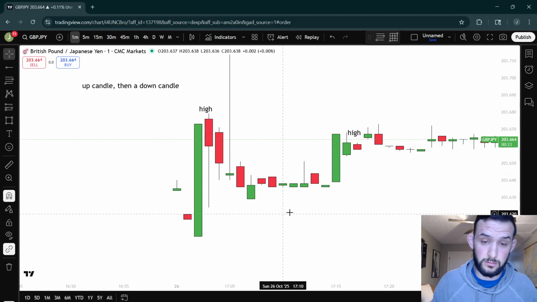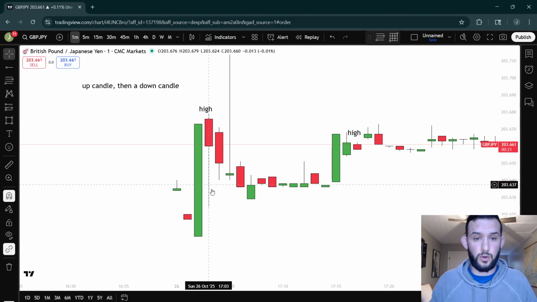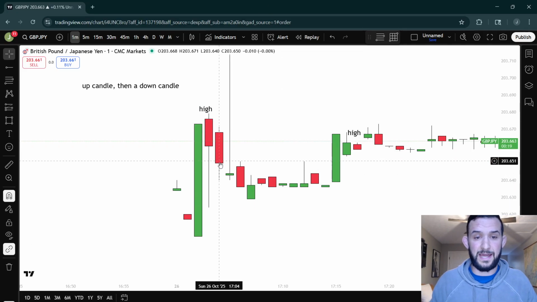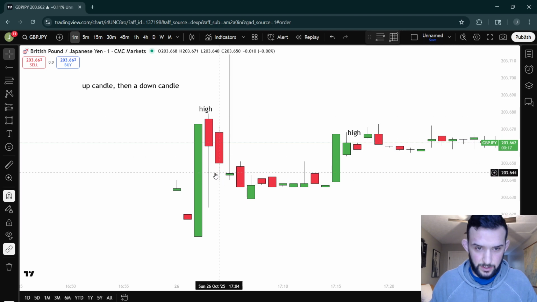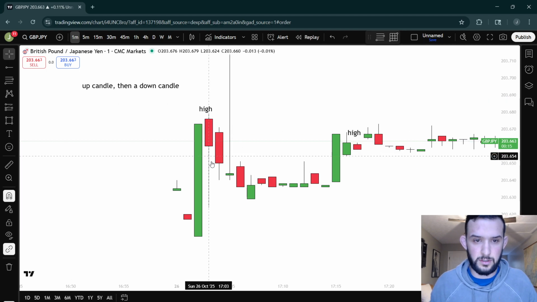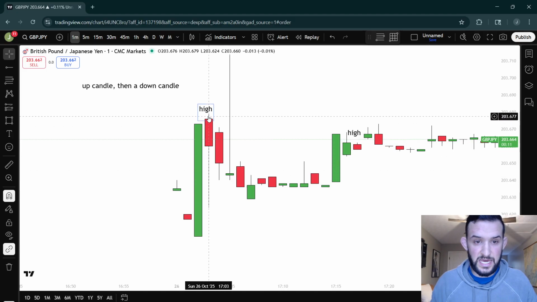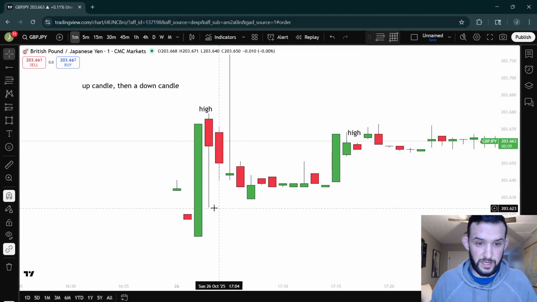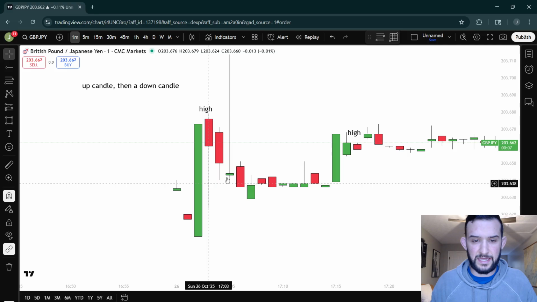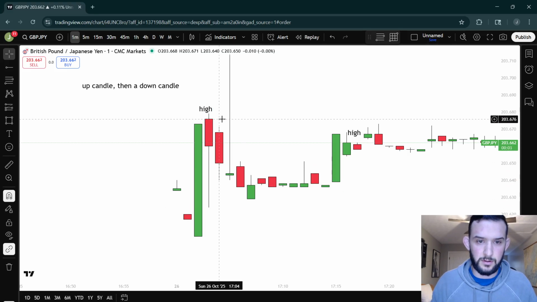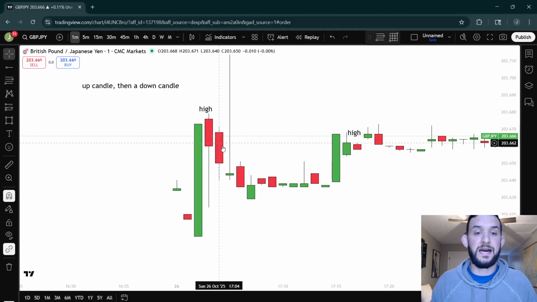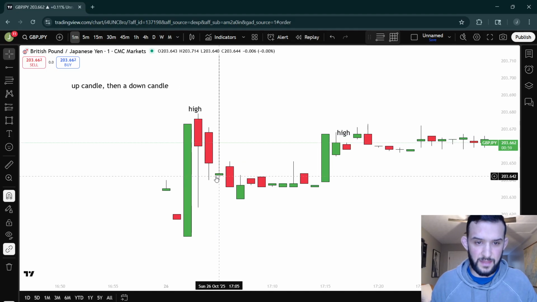Now, what makes a low? It's the opposite. We look at the lowest point, but it has to be first a down candle, then an up candle. So it can't be a down candle because the market's still moving down. Even though this is the lowest point right here, this little wick, it doesn't make it a low because it was going up at that point, and then it's going down. So what makes a low? A down candle, then an up candle.